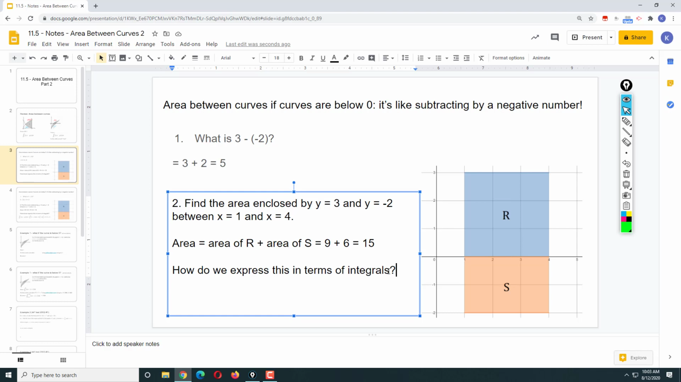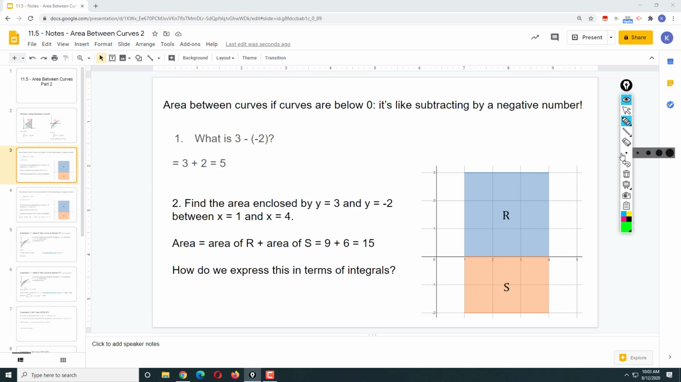Well, let's try this in terms of integrals. Let's call y equals 3 f of x. So f of x is equal to 3. Let's call g of x negative 2. So y equals negative 2 is going to be g of x. That means that our area is going to be our integral. Let's try it to see if our formula works. We're integrating from 1 to 4. Let's see if f of x minus g of x works.